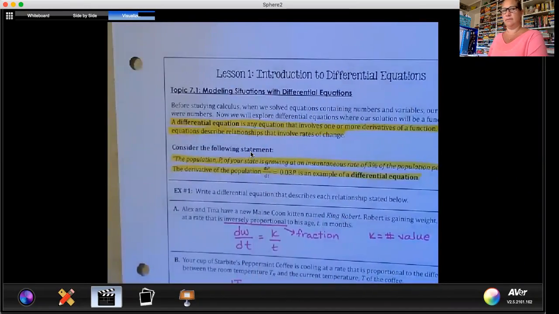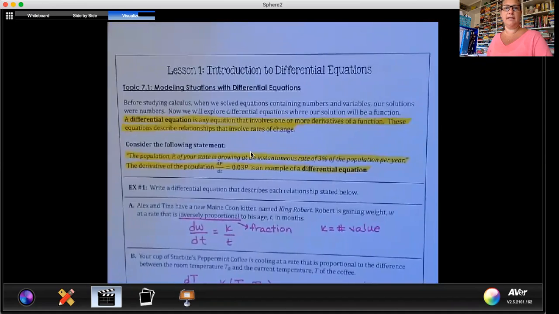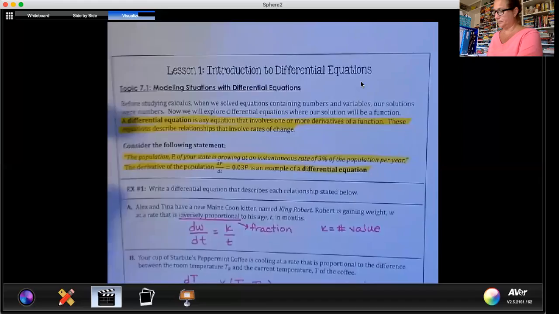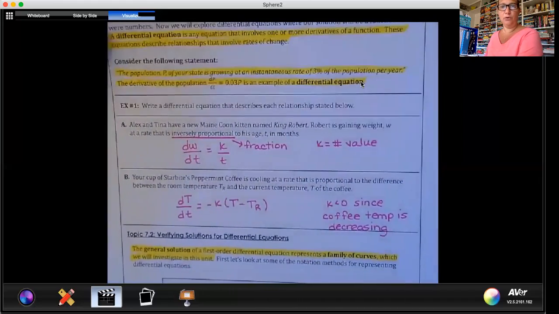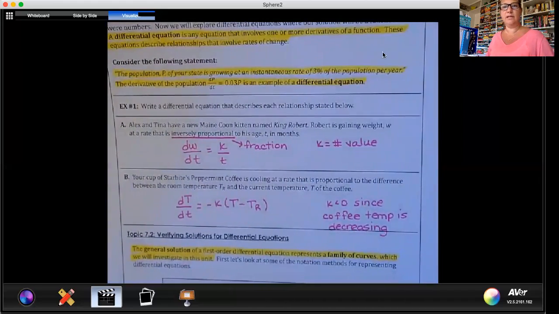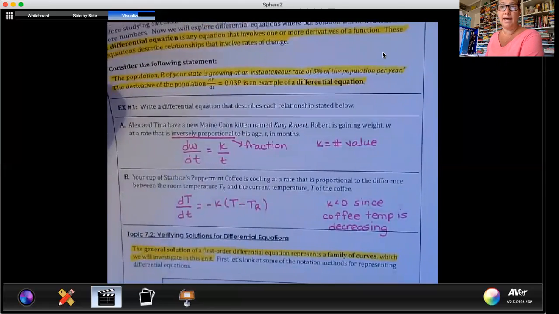First of all, let's talk about what a differential equation is. A differential equation is any equation that involves one or more derivatives of a function. These equations describe relationships that involve rates of change. Here's an example. The population P of your state is growing at an instantaneous rate of 3% of the population per year. So the derivative would be dP/dt, the rate at which the population is changing. 0.03P is your 3%. If you don't know a numerical value, like in this first statement, it gave you 3%, use K.